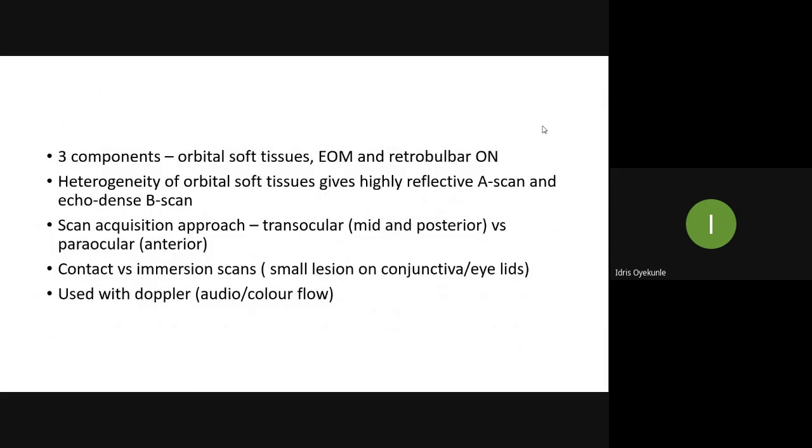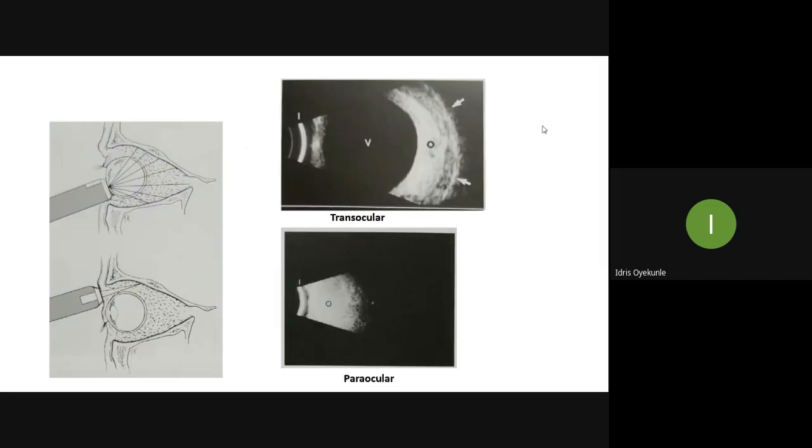There are three components to orbital structures: the soft tissue, the muscles, and the optic nerve. And the heterogeneity of these tissues give a very highly reflective A-scan and echo-dense B-scan. So it is good to approach the scan using the paraocular, the transocular, and also to combine Doppler with the contact and immersion scans. So this is a transocular, this is a paraocular here. So this is how a paraocular would look like. You're not passing through the globe, so you probably just see orbital fat and other structures, muscles directly.